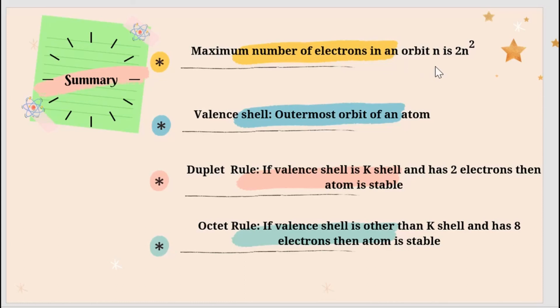To summarize what we have learned today, the maximum number of electrons in an orbit n is 2n square. Valence shell means the outermost orbit of an atom. Duplet rule states that if the valence shell is K shell and it has 2 electrons, then the atom is stable. And octet rule states that if the valence shell is other than K shell and has 8 electrons, then the atom is stable. And the electronic configuration helps us to understand how the electrons are distributed in an atom.